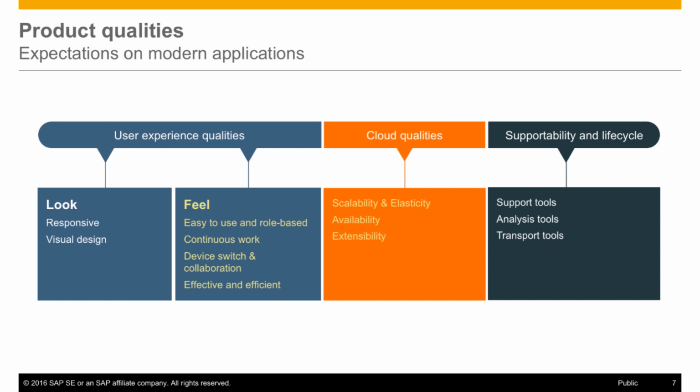So the feel of Fiori applications is they should be very simple to use, easy to use, and they should be role-based in order to support the end user in his role and in his activities. In addition, we want to support what we call draft qualities, because draft is a solution in order to fulfill these qualities, which are continuous work, device switch, and also collaboration between users.